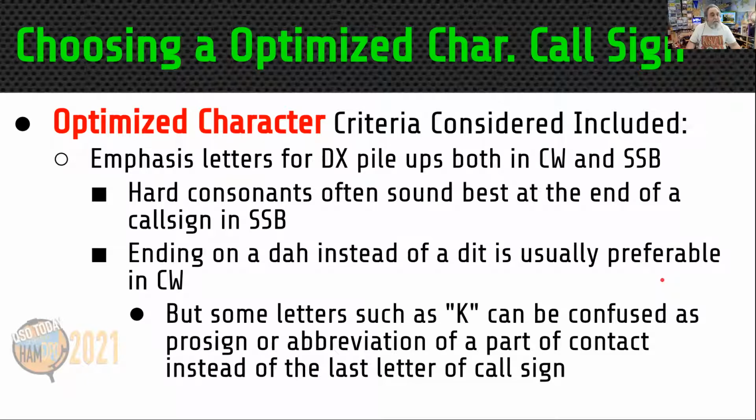Some people like to choose emphasis letters for DX pileups, both in CW and single sideband. Certain letters or characters have a more distinct sound in a big pileup of stations. Hard consonants often sound best at the end of a call sign in single sideband. Ending on a dah instead of a dit is usually preferable in CW. But some letters such as K can be confused as a prosign or abbreviation or as part of the call sign. So if you have a 2x3 call sign and it ends in K, someone might confuse it for a 2x2 call sign with the prosign K being sent at the end of it. So that may be problematic.